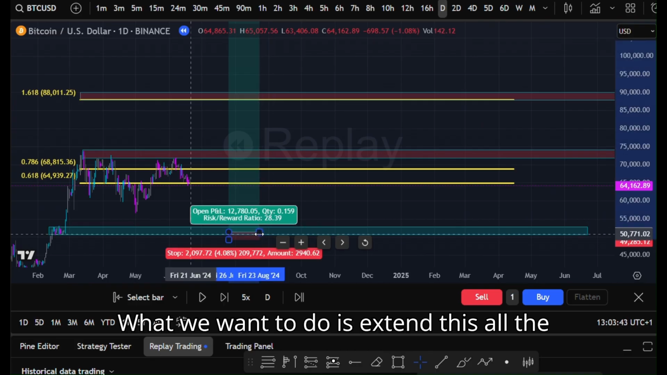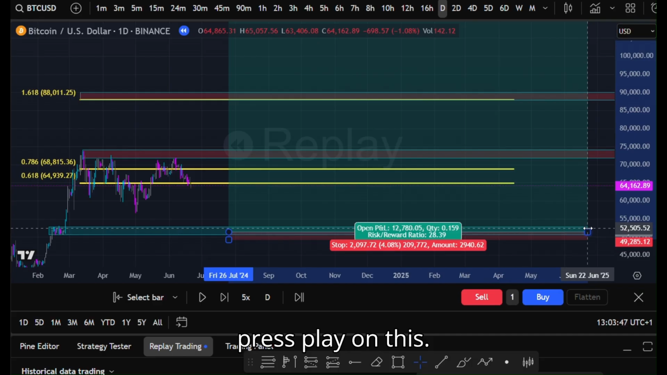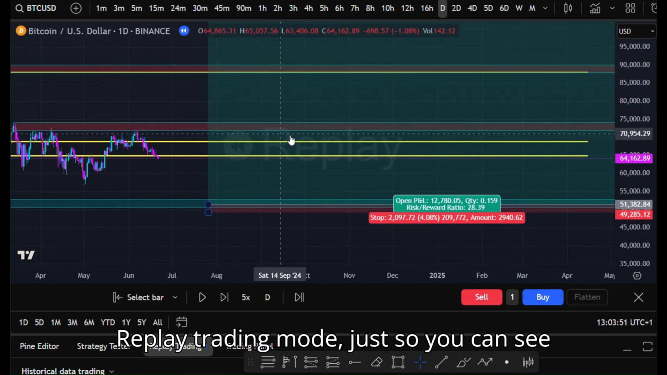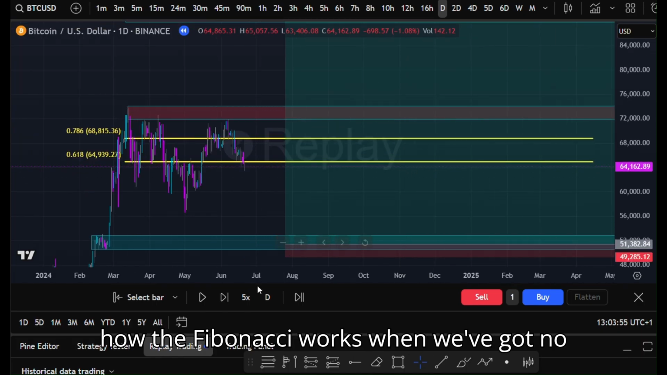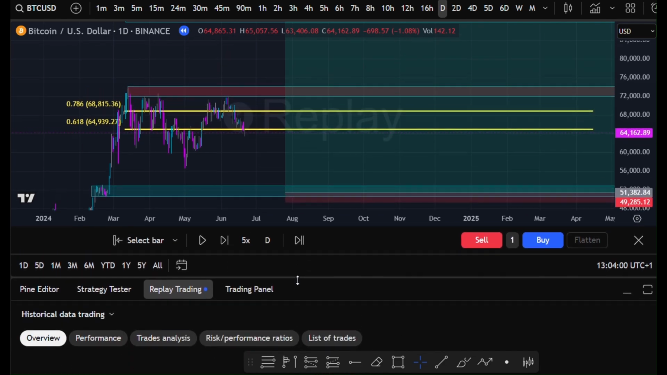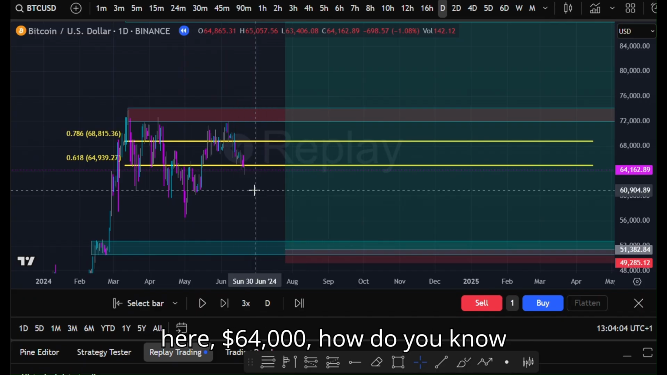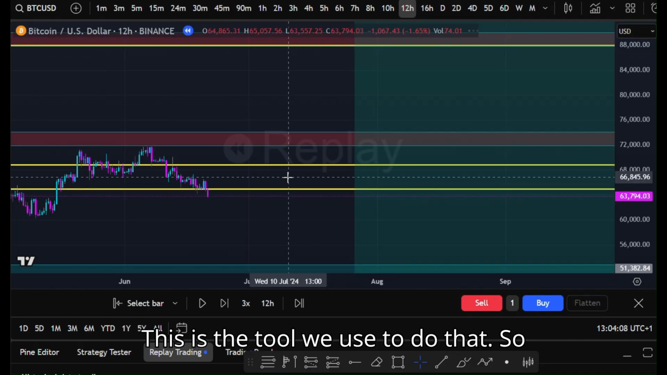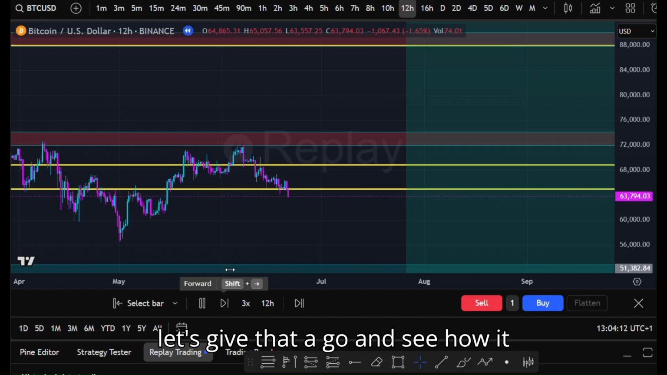Now what we want to do is extend this all the way to the end, and then we're going to press play on this replay trading mode, just so you can see how the Fibonacci works when we've got no trading data to go off. If this is the all-time high for Bitcoin at this point here, 64,000, how do you know where it's going to go? This is the tool we use to do that. So let's give that a go and see how it looks.